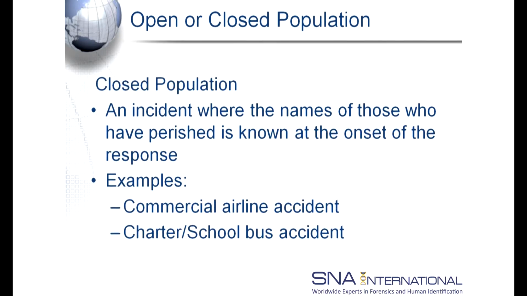In a closed population incident, the identities of those who have perished are immediately known at the onset of the incident. Examples of closed population incidents are commercial airline accidents or perhaps charter or school bus accidents. In all of these examples, there's a manifest available listing the names of those on board. The effect on the response is that very little, if any, missing persons effort will be required and more resources can be directed at the identification process. It's really matching names on the manifest with human remains in the morgue.